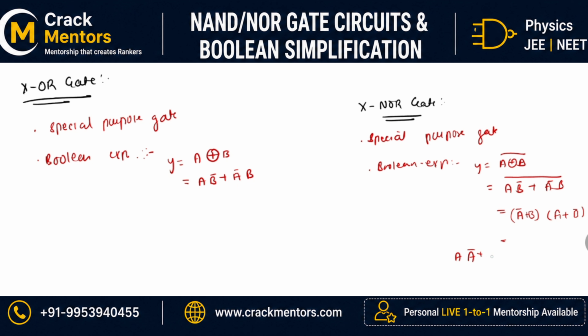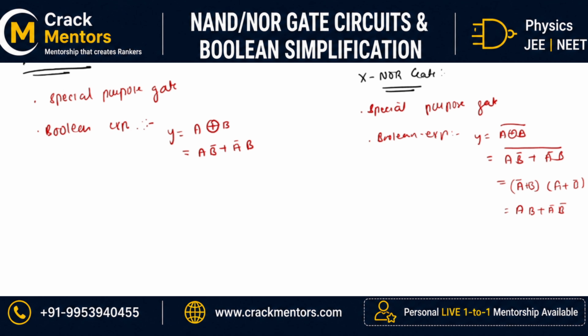So you'll get A naught plus A naught B naught plus B A plus B naught. This is 0, this is 0. What am I left with? I am left with AB plus A naught B naught. Okay, so if I solve this, I will be getting that this is equal to AB plus A naught B naught. This is my special XNOR gate. Is that clear? So these were about the two gates.